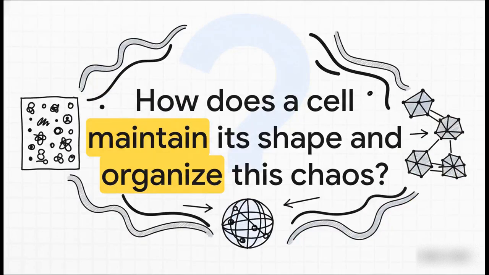So that really brings us to the central question for this whole explainer. How on earth does a cell manage to not only maintain its shape, but also bring some kind of order to all this chaos? Well, the secret lies in a really elegant and dynamic internal framework.